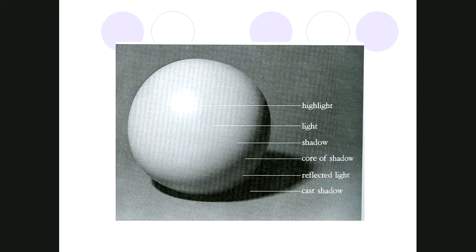So in light and shadow, there's six points: the highlight, the light, the shadow, the core of the shadow, the reflected light, and then the cast shadow, which is the darkest. So the highlight is always the brightest point, and the cast shadow is always the darkest point.